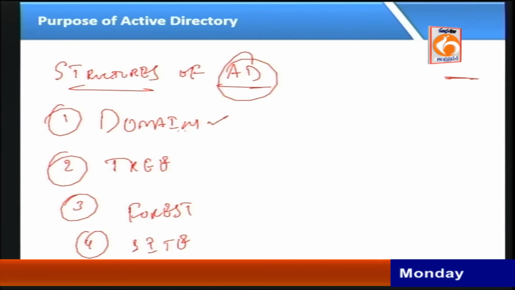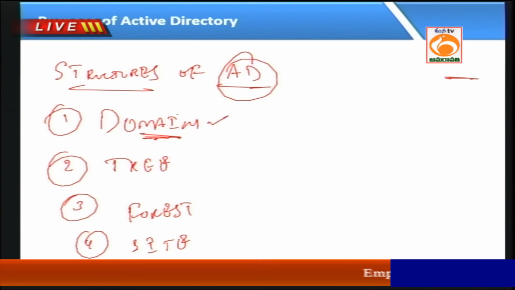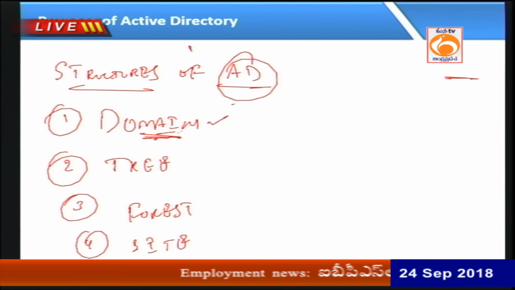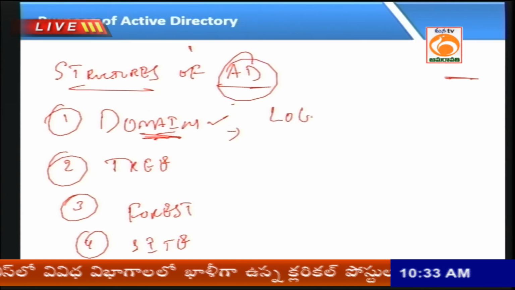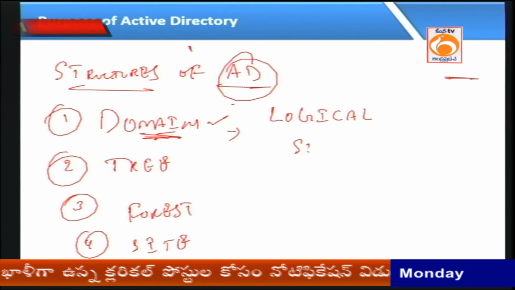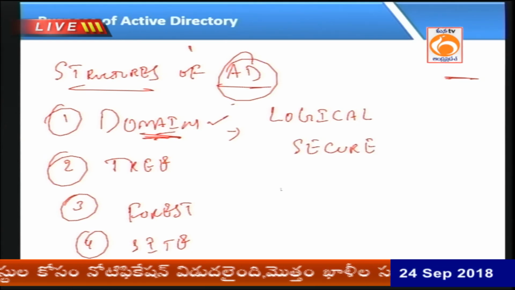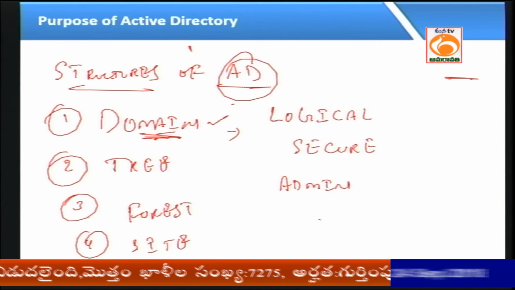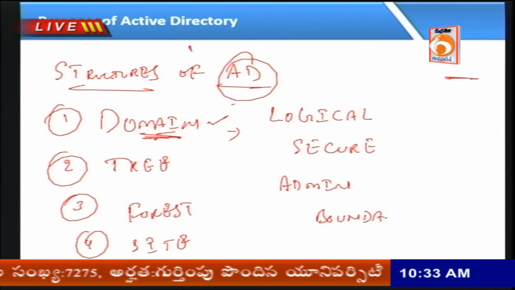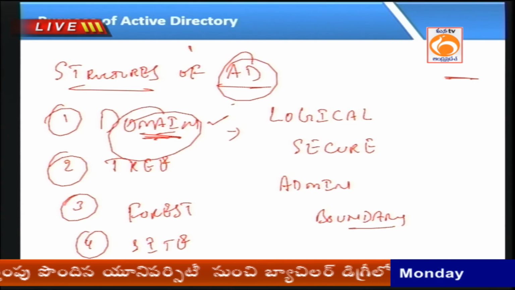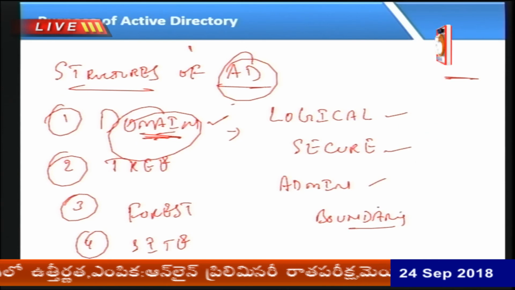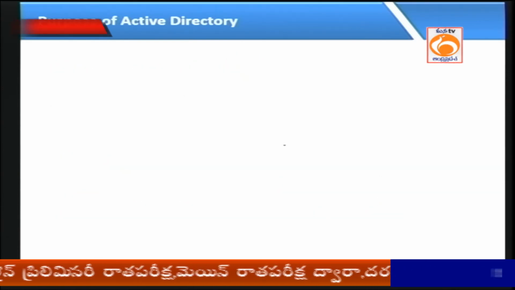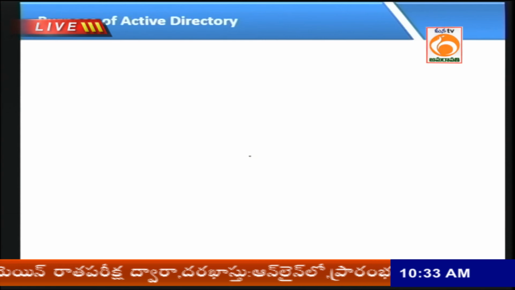Today we are here to talk about the first one, domain. In Active Directory, the first structure is called domain. Now, how do you define this domain? Domain is a logical, secure, administrative boundary. Domain is a logical boundary, secure boundary, administrative boundary. So let us take an example on the slide to understand what this domain is.